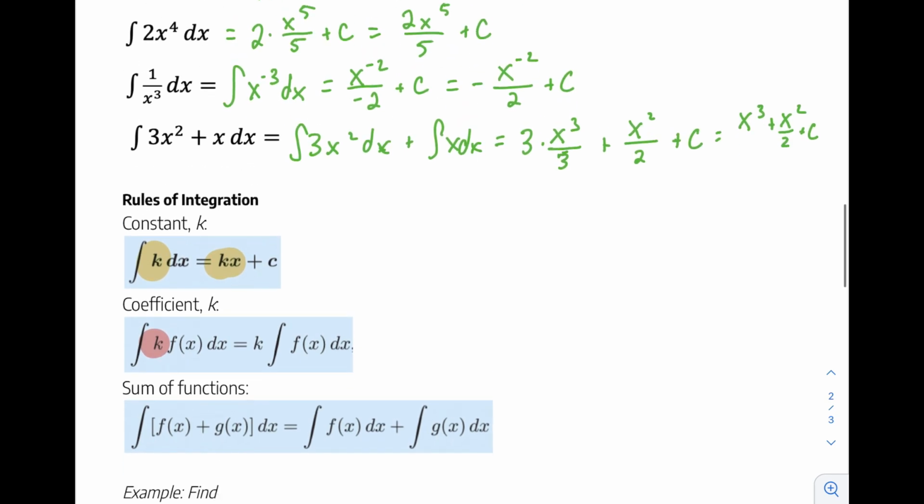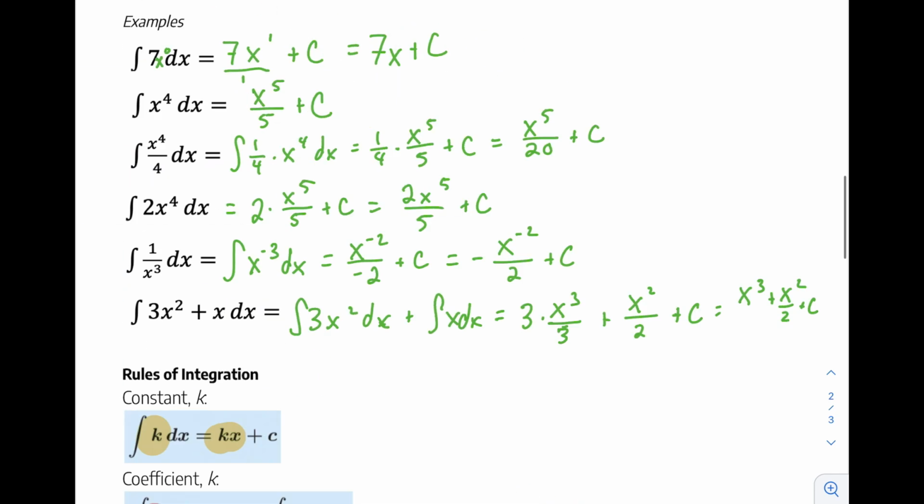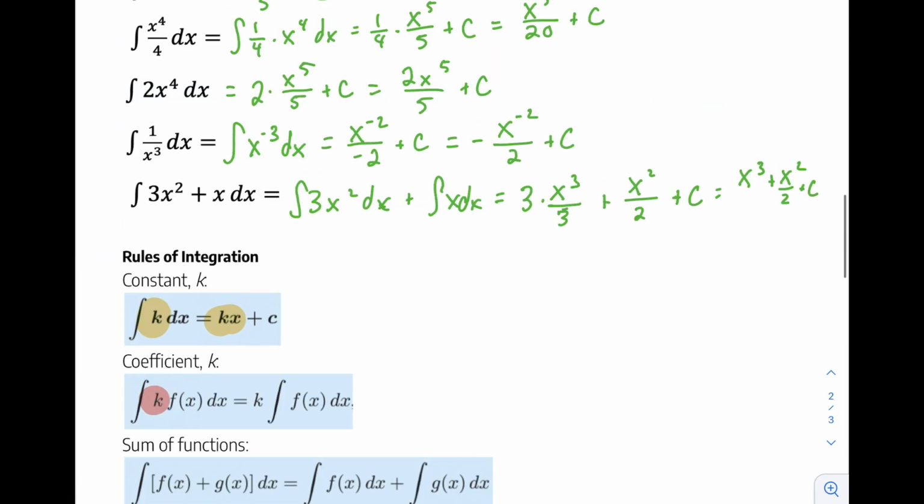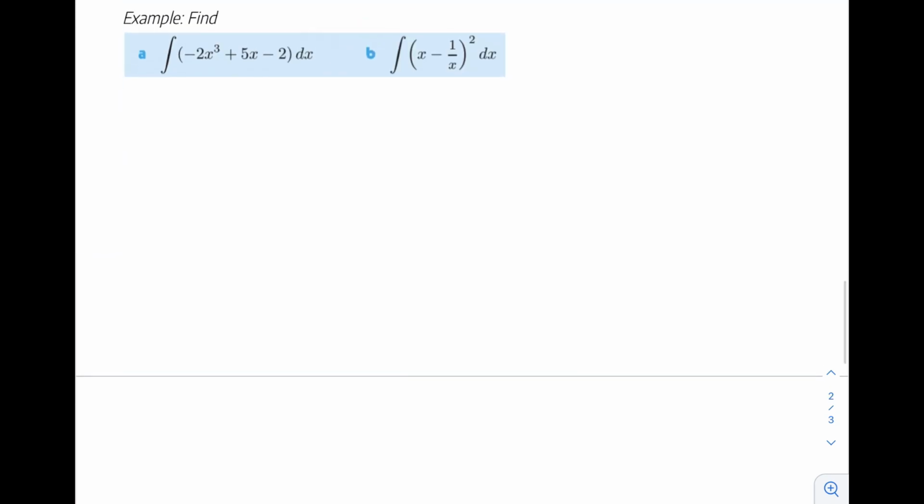Okay, now that we know all these rules, the only one given to you in the formula booklet is this one here, which is our formal integral rule. Let's try 2 more examples. Example A, find this integral.